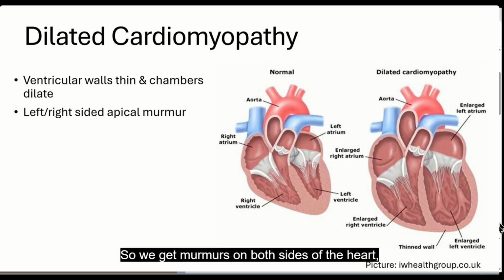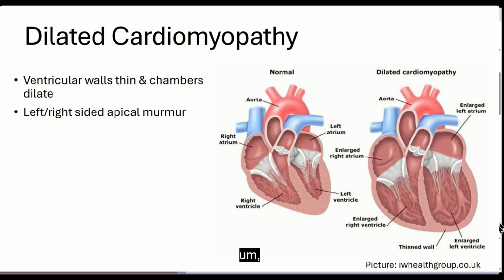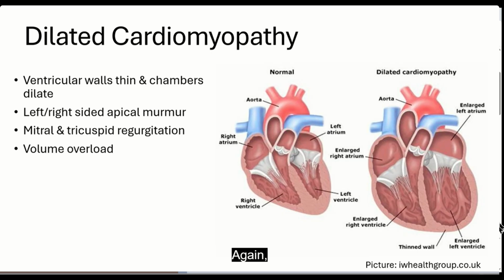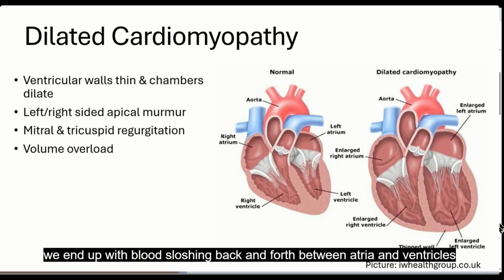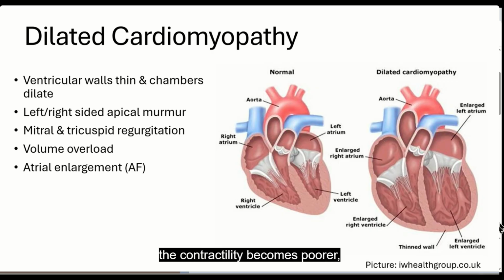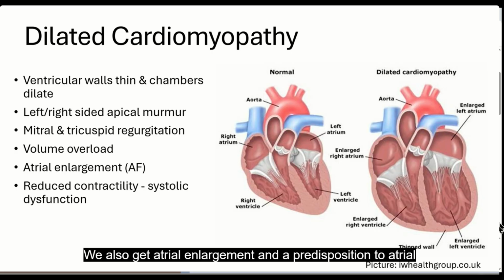So we get murmurs on both sides of the heart with dilated cardiomyopathy, with that mitral and tricuspid regurgitation and that volume overload. Again, much like the advanced mitral valve disease, we end up with blood sloshing back and forth between atria and ventricles as the walls thin, the chambers dilate, the contractility becomes poorer, and the movement of blood slows. We also get atrial enlargement and a predisposition to atrial fibrillation because those atria are so large in size.